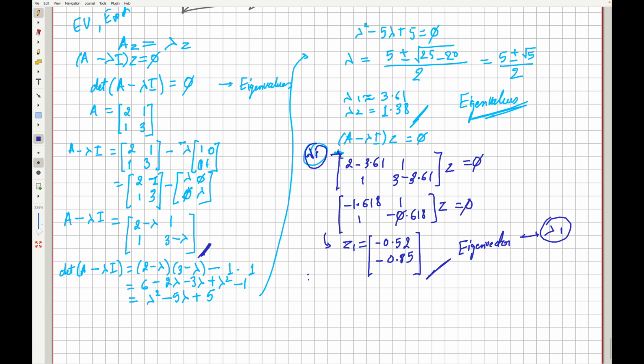If you calculate the same thing for lambda 2, and I've already done that, I'll directly write the vector. z2 comes out to minus 0.85, 0.52. This is the second eigenvector, which is paired with the eigenvalue lambda 2. These two eigenvectors are orthogonal. If you take the dot product of z1 with z2, it should be 0, and they form a perfect new coordinate system.